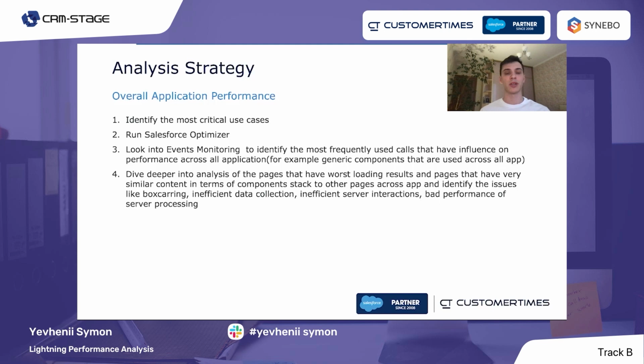Let's talk about analysis strategy for overall application performance. First of all, we can identify the most critical use cases using, for example, the Lightning Usage app. Then we can run Salesforce Optimizer also to get weak areas and also guidance on what can be done to cover them. We can look even into monitoring to identify the most frequently used calls that have influence on performance across all applications.